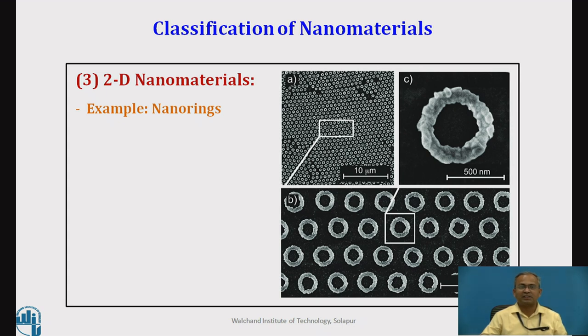Nanorings are nanoscale ring-shaped structures formed by self-assembled nanoparticles or nanowires. They are typically a few nanometers to a few hundred nanometers in diameter and have applications in nanophotonics, catalysis, sensing, and biomedical fields. Here are the images of gold nanorings taken by scanning electron microscopy with different magnification.